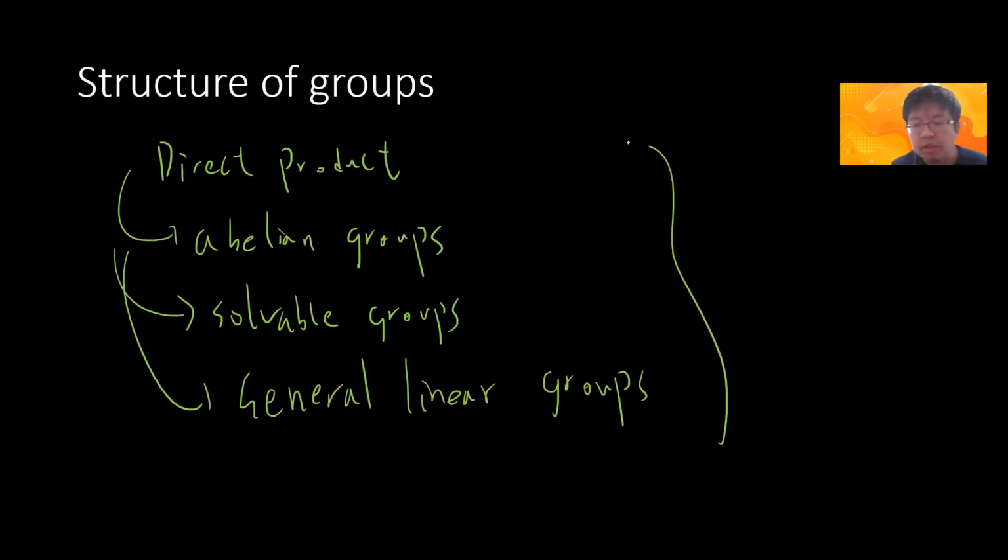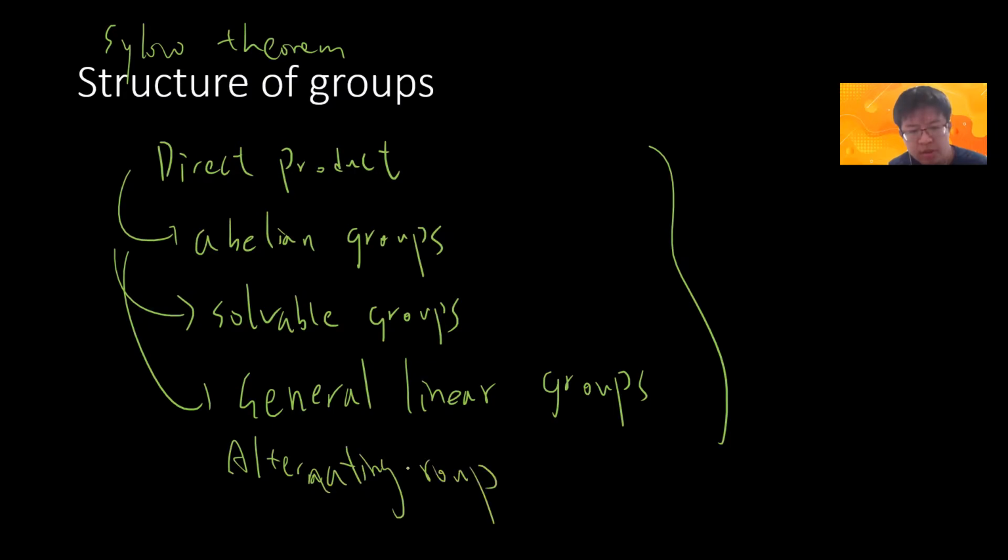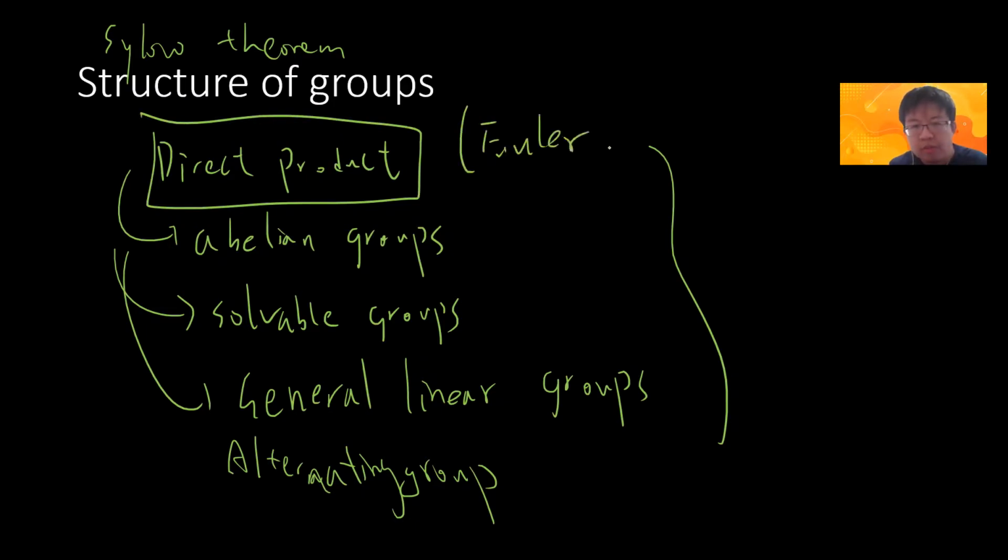So this is after the Sylow theorem. Maybe I will give another video about the alternating group. I think this is pretty much the group theory that I will cover, so maybe 5 or up to 10 videos, and then I will close the group theory videos and move to Galois theory. Today I want to talk about the direct product, and I also want to talk about some number theory applications like the Euler phi function.